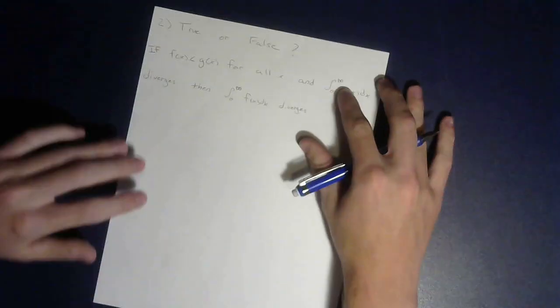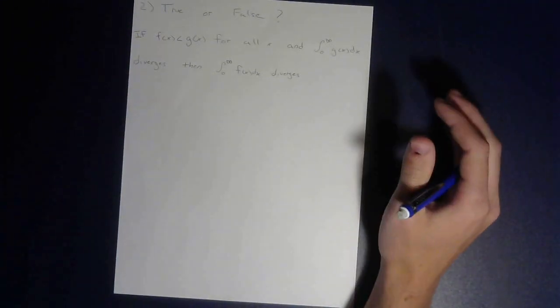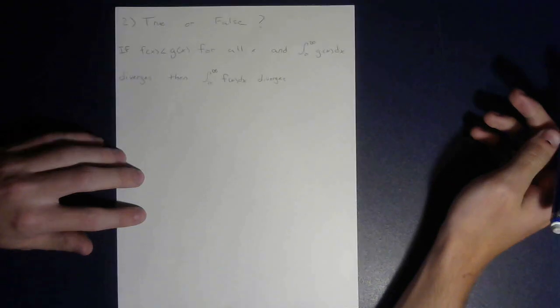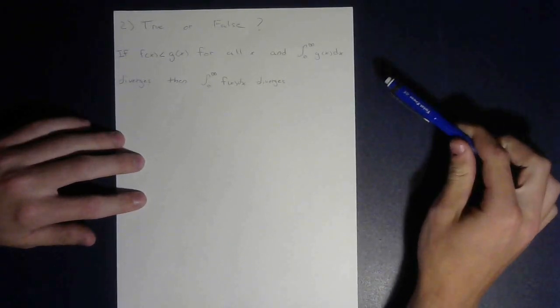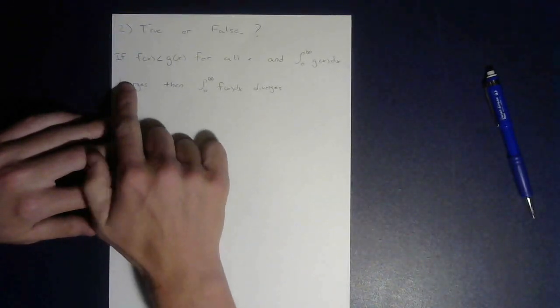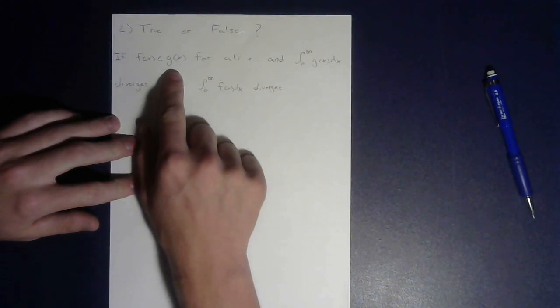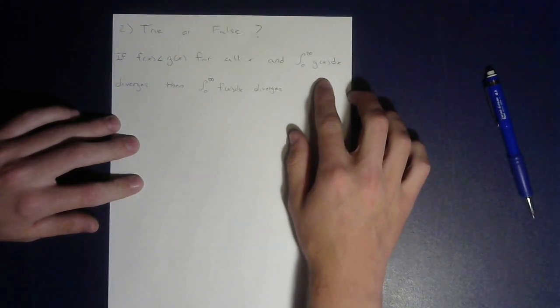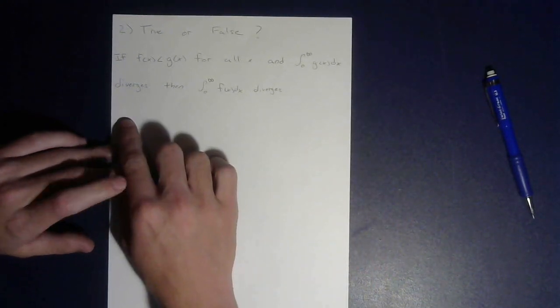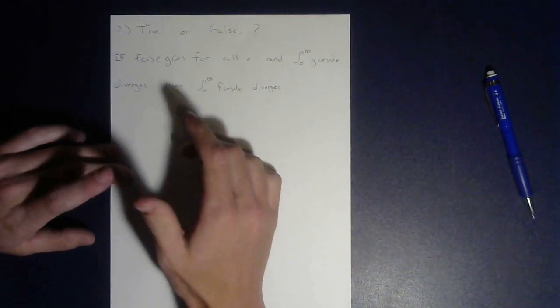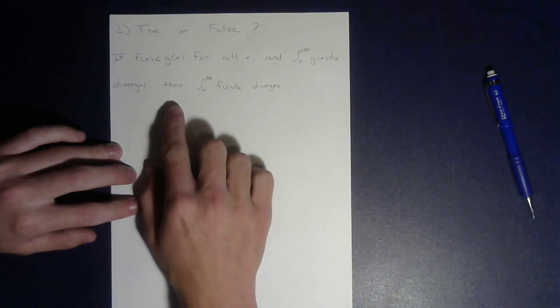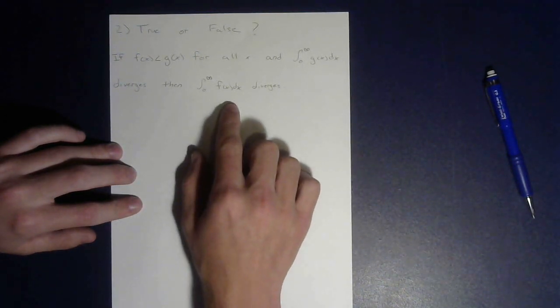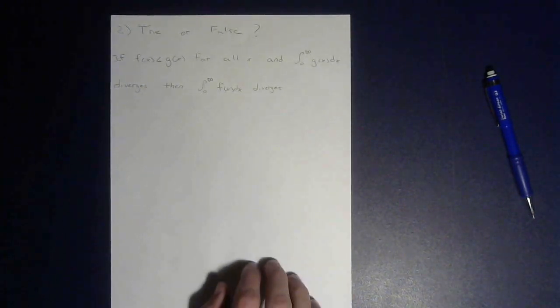Alright, so now number 2. Number 2 is asking us to determine whether or not this statement is true or false. So it's saying, if f of x is less than g of x for all x and the integral from 0 to infinity of g of x dx diverges, so the area underneath it would be infinite, then the integral from 0 to infinity of f of x must also diverge.